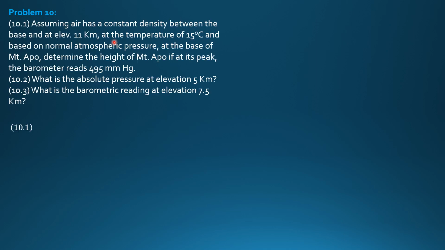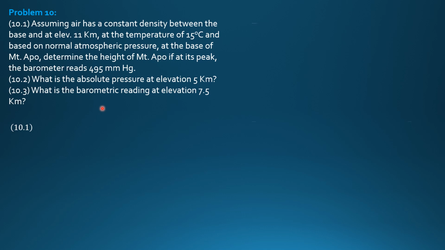Assuming air has a constant density between the base and at elevation 11 kilometers at a temperature of 15 degrees Celsius and based on normal atmospheric pressure at the base of Mount Apo. Determine the height of Mount Apo if at its peak the barometer reads 495 millimeters of mercury column. What is the absolute pressure at elevation 5 kilometers? What is the barometric reading at elevation 7.5 kilometers?